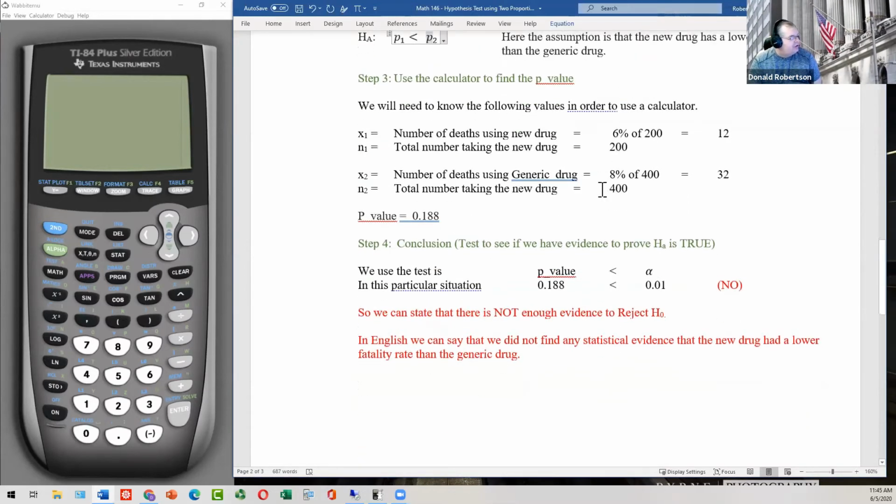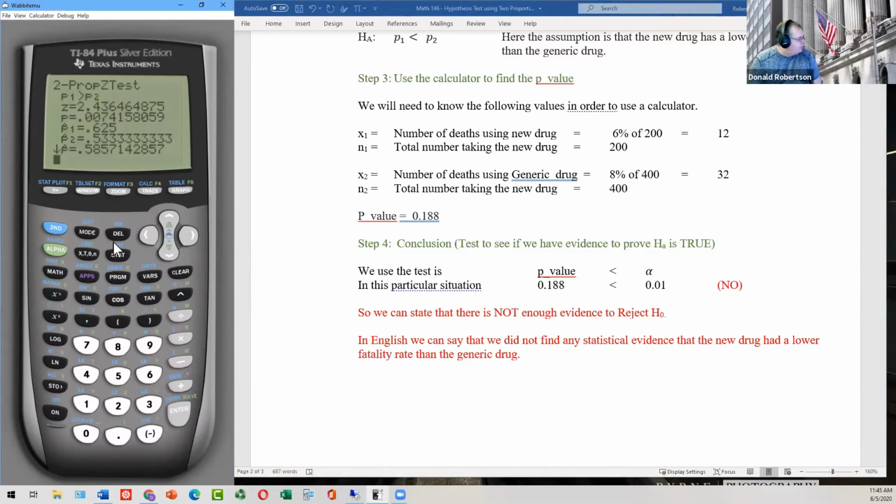Now here's where the change is a little bit different. We need to know X1, the number of deaths using the new drug. They didn't tell me that. What they told us is it was 6% out of 200. But if you do a quick calculation, you see that's 12 people. And that's the number that you put in the calculator. You don't put 6% in, you don't put 0.06 in. You put the physical number of people that 6% of 200 in this case is. And then the same one with the other one is 32.